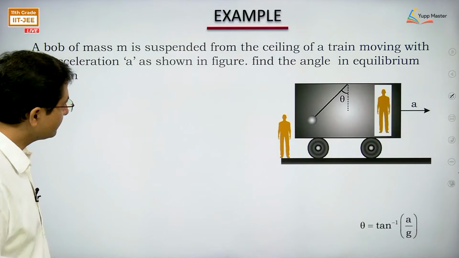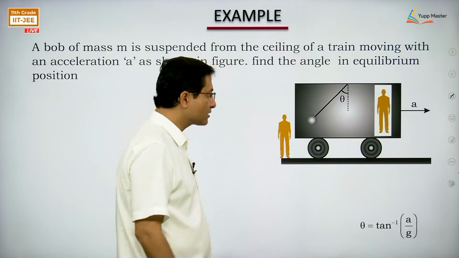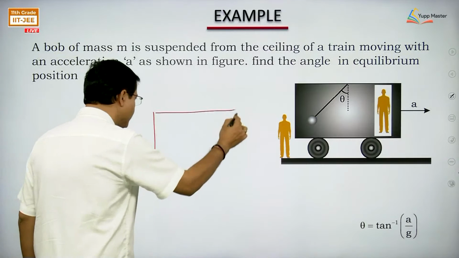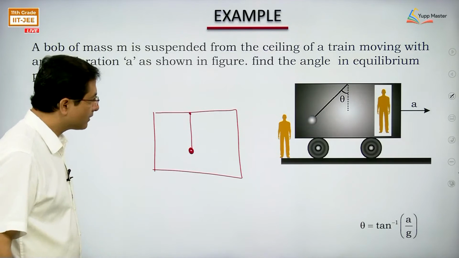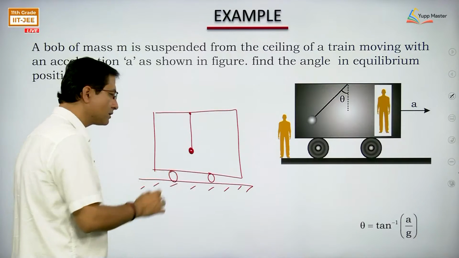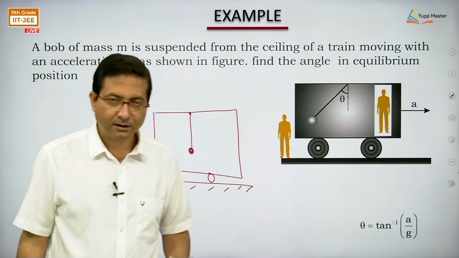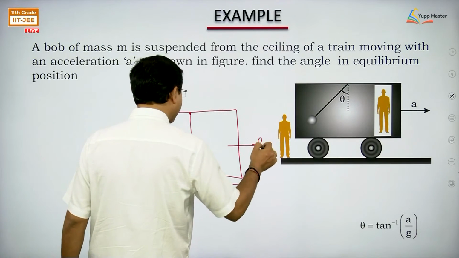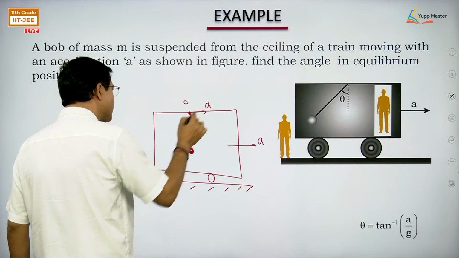Now look at this situation. There is a ball suspended inside a cart. If the whole system is stationary, then the string will be vertical, right? But if the cart is accelerating, the point of suspension will also accelerate.